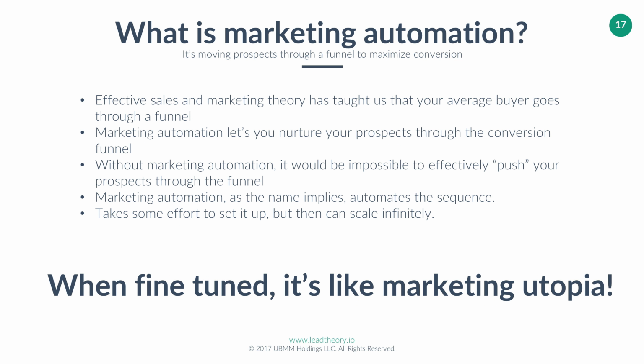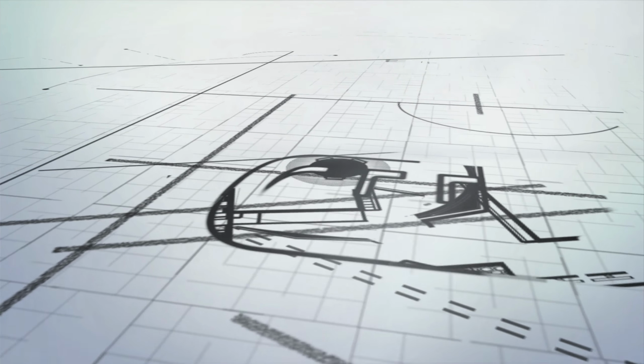It does take some effort to set it up, but the beauty of this is it can scale infinitely. Just like the funnel, the more people you can put at the top of the funnel, the better your results at the bottom of the funnel. When finely tuned, it's like marketing utopia. So with that background out of the way, let's go ahead and start with Mautic and see how we can implement our own funnel from top to bottom.